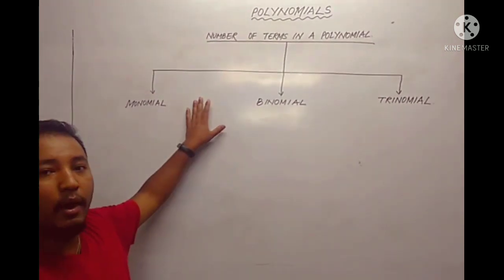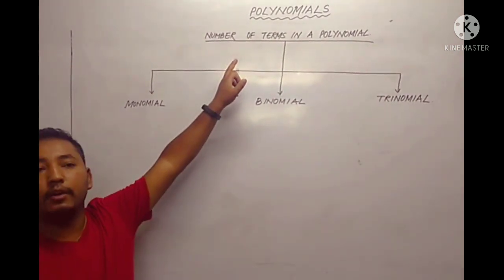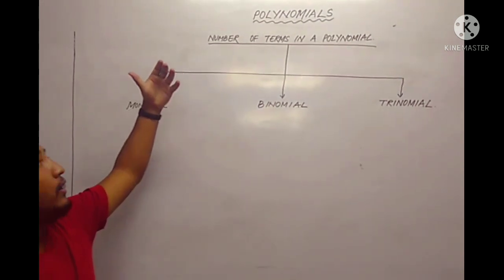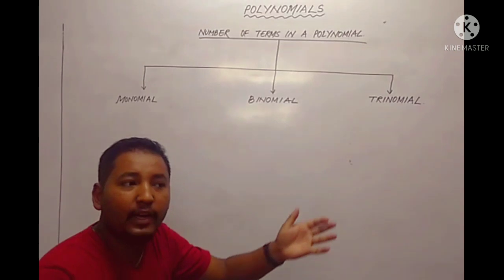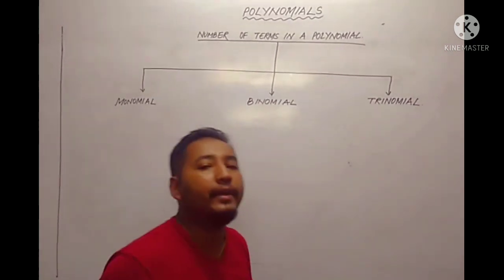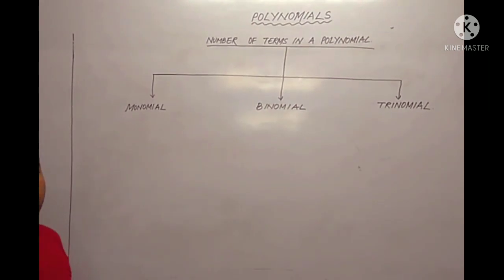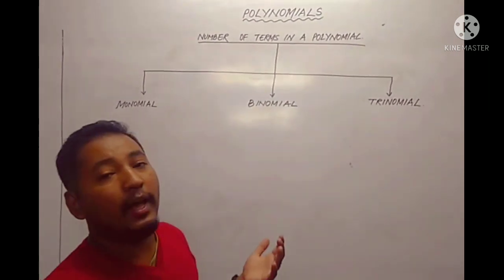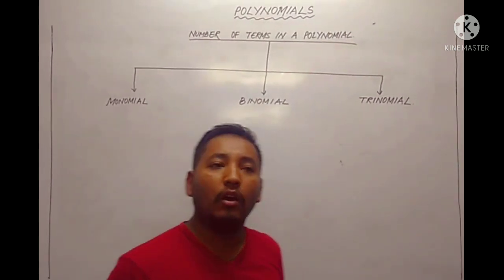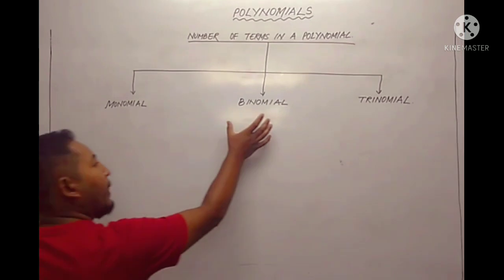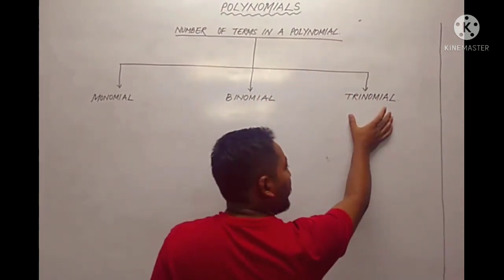Now let us learn about number of terms in a polynomial. Now what are the different types of polynomial if there are certain number of terms? Now if the polynomial has one term, what is it called? If the polynomial has two terms, what is it called? And if the polynomial has three terms, what is it called? Let us understand that. Now we have monomial, binomial, trinomial.